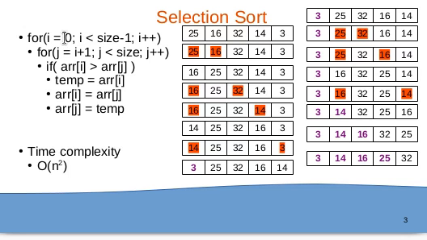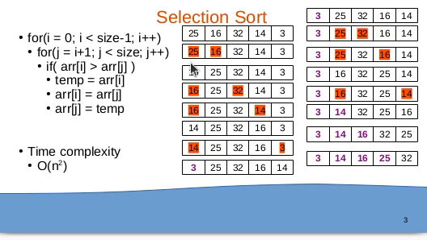For each iteration of i, j will grow from i plus 1. So if i is this one, then it will go from this one to less than size, that means up to this cell. So j will go from here to here. And then if array of i is greater than array of j, then we have to swap, otherwise we do not have to swap. In the first iteration, when i equals 0, we will check i plus 1, that means j equal to this.